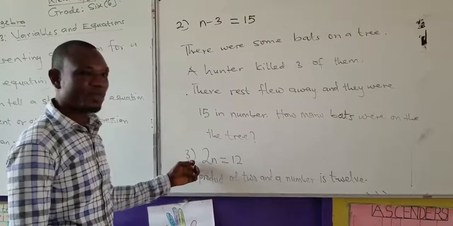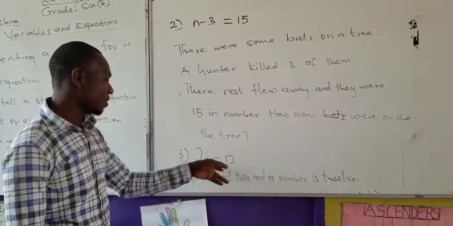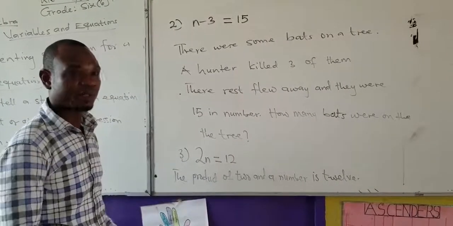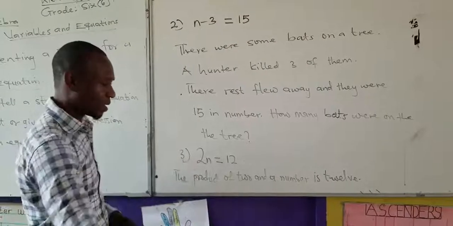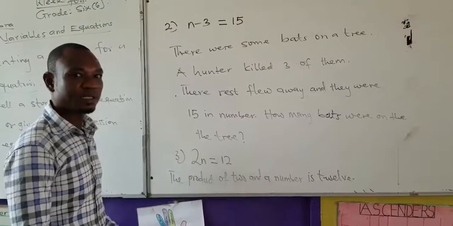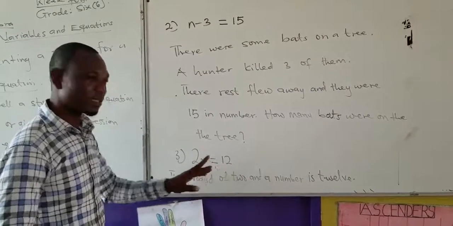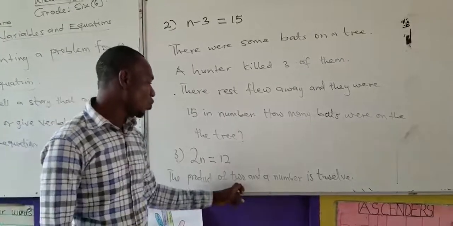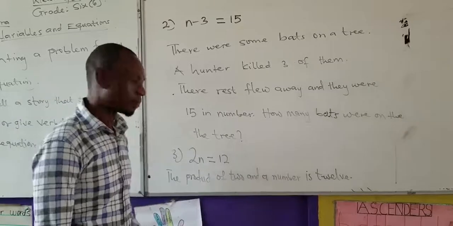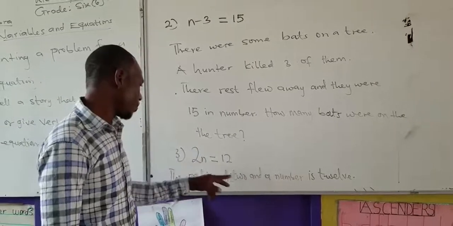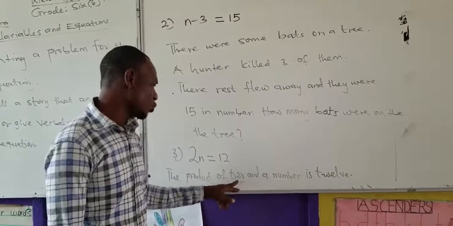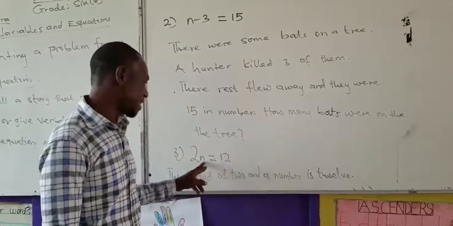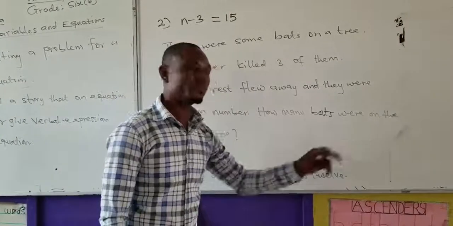Now look at this number 3. This one, 2n is equal to 12. It's an equation, because something is equal to something. A numerical statement that involves an equal sign. Here I will simply say the product of 2 and a number. It means 2 times a certain number. We don't know the number. That's the n. It's 12.